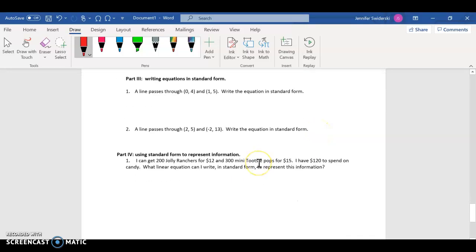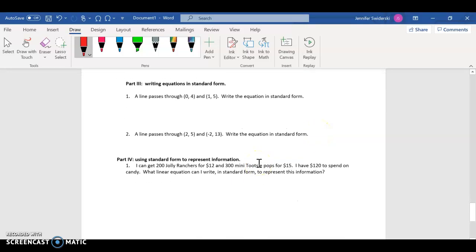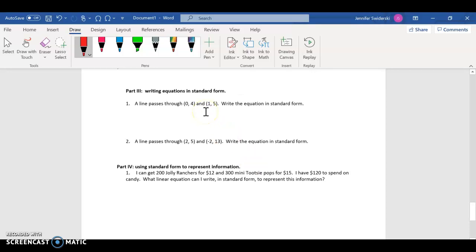All right, so down below it says writing equations in standard form. So if a line passes through 0, 4, and 1, 5, write the equation in standard form. Remember, we have to move things from point slope form to standard form to slope intercept form. You should be comfortable moving equations from one form to the other. Well, standard form is ax plus by equals c. So to find the slope from these 2 points, that's my first goal, right?